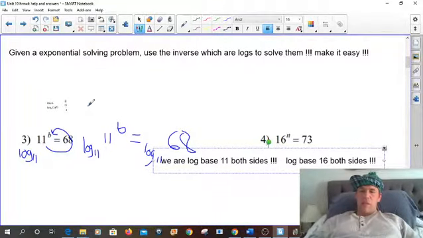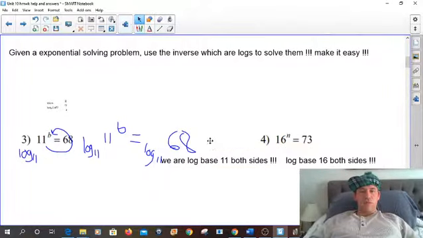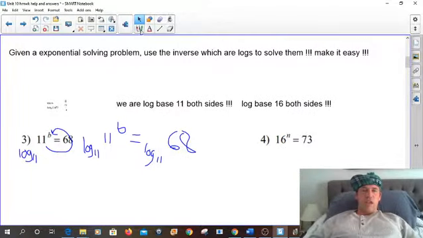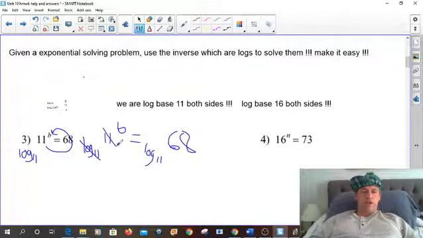Kind of makes sense? Ish? Don't worry, we'll get you there. Okay, so when you do that, that gets rid of the base 11.